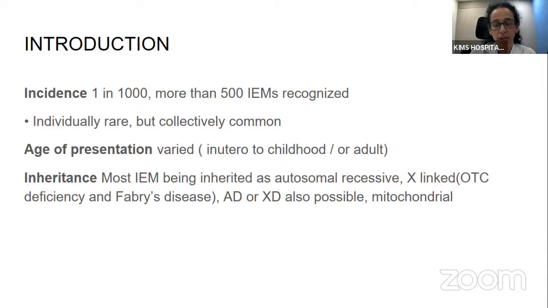Some of the IEMs, like non-ketotic hyperglycinemia, present in the in utero period as well, and some of them present at later stages, like mucopolysaccharidosis. They present in later periods of infancy, and some of them present even in adulthood.